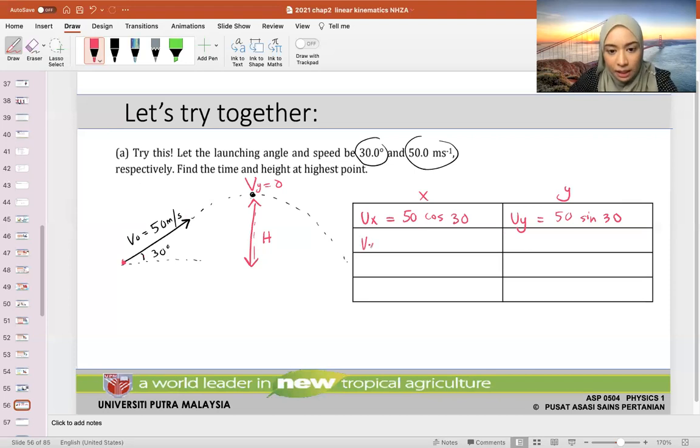What is Vx? Remember I told you, going forward the x velocity does not change. It's the same as Ux, 50 cosine 30. It's still Ux. What about Vy?